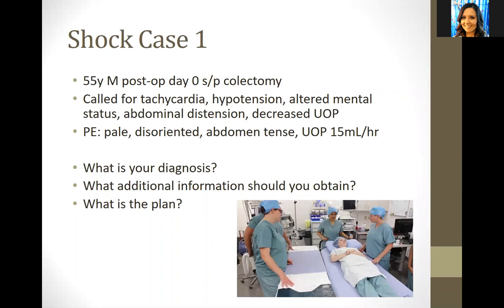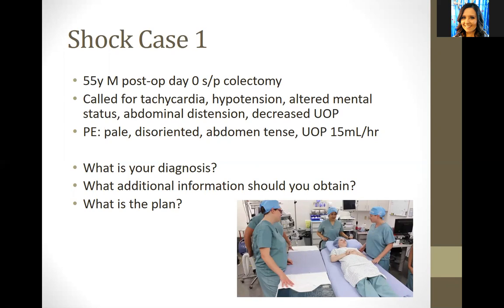So let's do some examples. So we have a 55-year-old male, post-op day 0, so just had surgery, status post-colectomy. The doctor was called because the patient is tachycardic, hypotensive, remember we're talking about systolic less than 90, altered mental status, abdominal distension, and a decreased urine output. The patient is pale, disoriented, their abdomen is very tense and rigid, and their urine output is 15 mLs per hour. What is your diagnosis? What do you think happened? What additional information should you obtain?